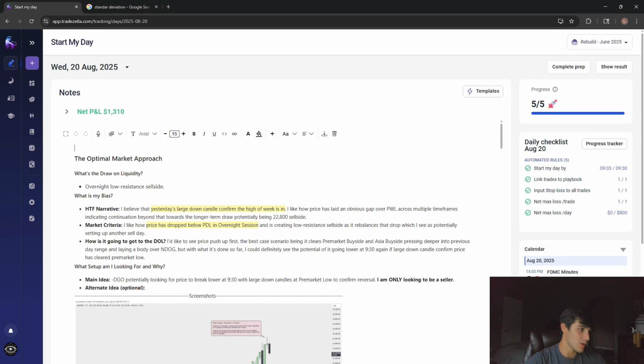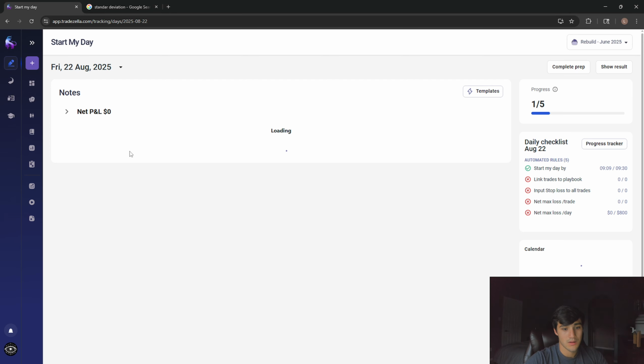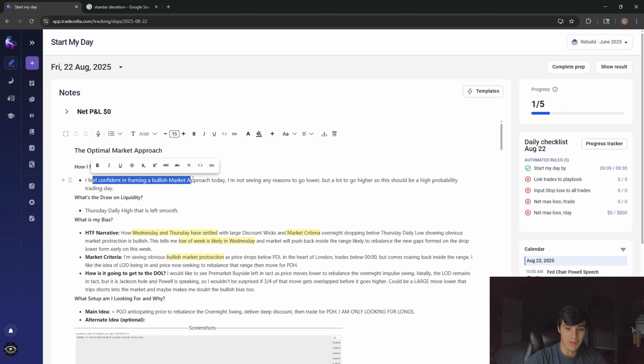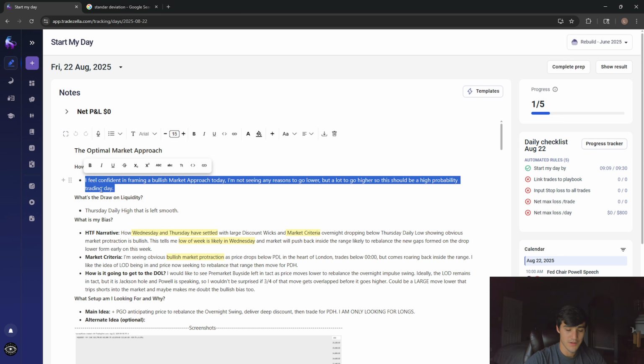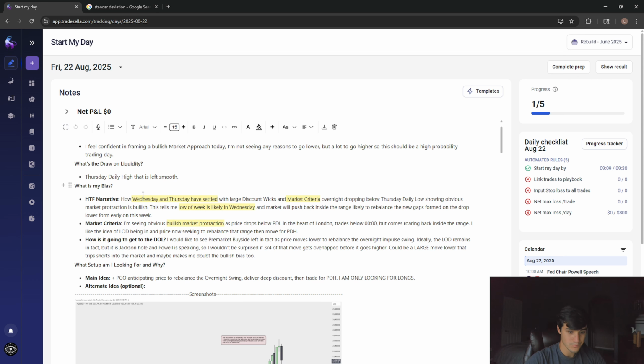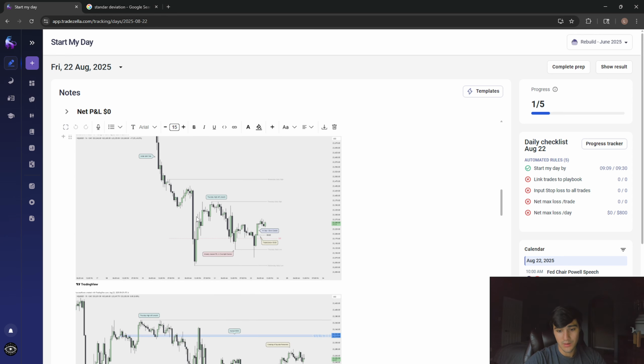I'll give you an example of an extremely one-sided day. If we go to Friday, I feel confident in framing a bullish market approach today. I'm not seeing any reasons to go lower, but a lot to go higher. So this should be a high probability trading day. So here's the A+ day, right? So I am only looking for longs. This is an A+ day. This is a day where I can go in and trade. I can go ahead and trade one mini.